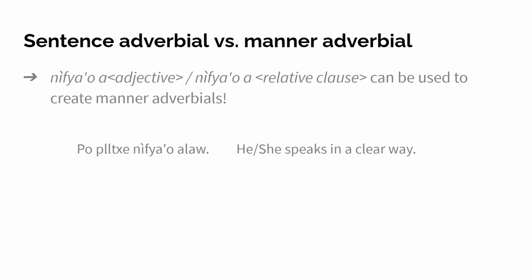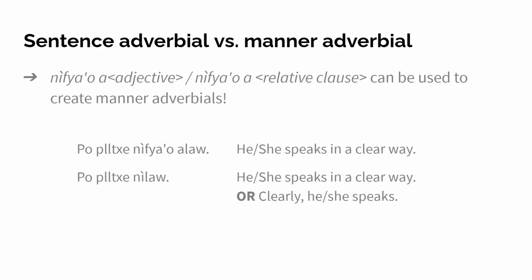Popyt niwotx allow. He or she speaks in a clear way. Here it is very clear that we mean a manner adverbial, so we are talking about how he or she speaks. There's no doubt that it means this, because niwotx always creates a manner adverbial, so it always describes how someone does something. If we now just use nilau, which also exists, so this is an existing adverb, popyt nilau, then it can mean both, because we just learned some adverbs can be used in both ways. So this could mean both.